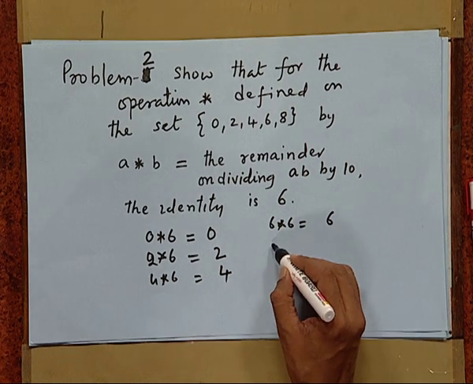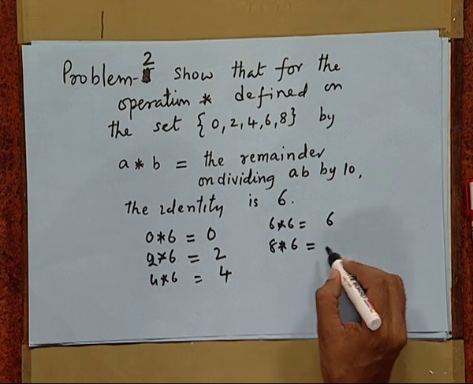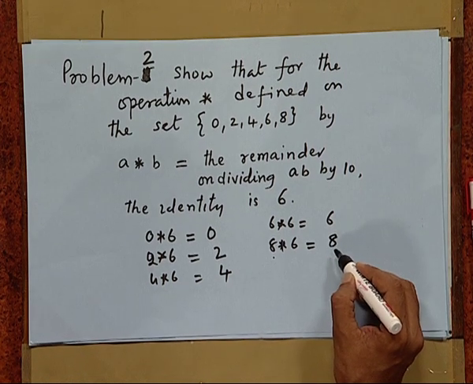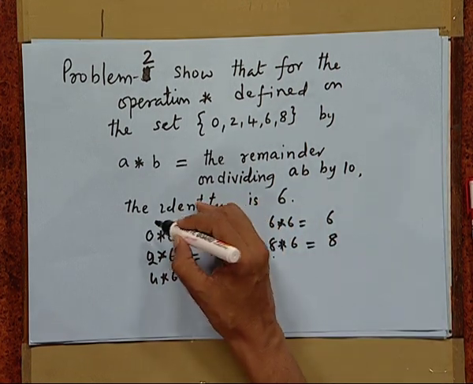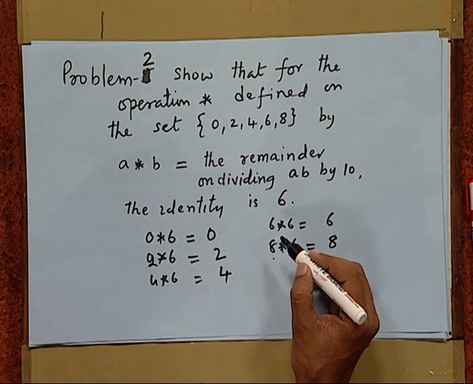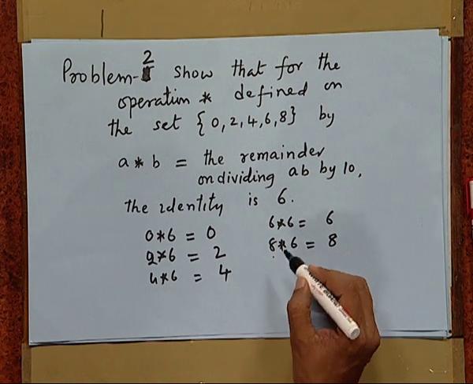Then 8 star 6: 8 times 6 is 48, and when you divide 48 by 10, remainder is 8. So, 8 star 6 is 8. Now, since the operation is commutative, we don't have to check for the 6 times 0 and all that. Ultimately, every time 6 star any element is the same element. So, 6 is the identity.